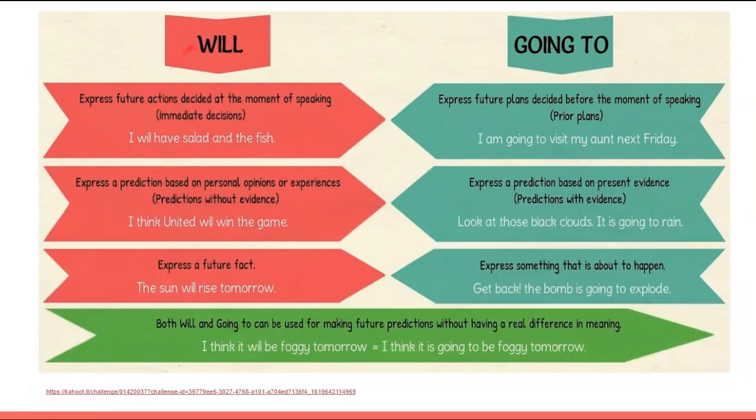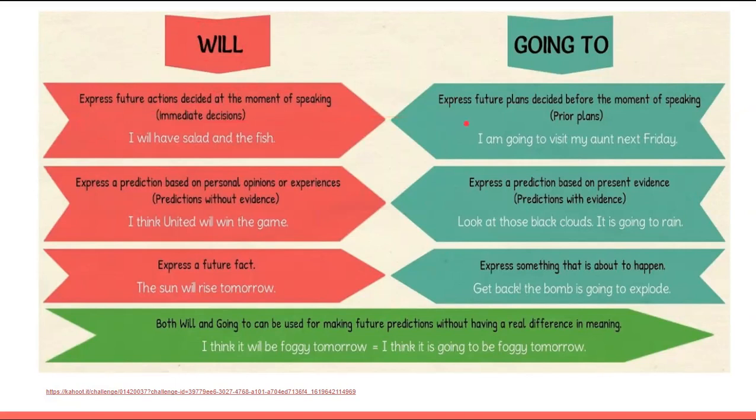Let's review. Will. We use it to express future actions decided at the moment of speaking. So that means that they are immediate decisions. For example, when you're in a restaurant, you will say, please, can you read the example? Okay. I will have salad and the fish.